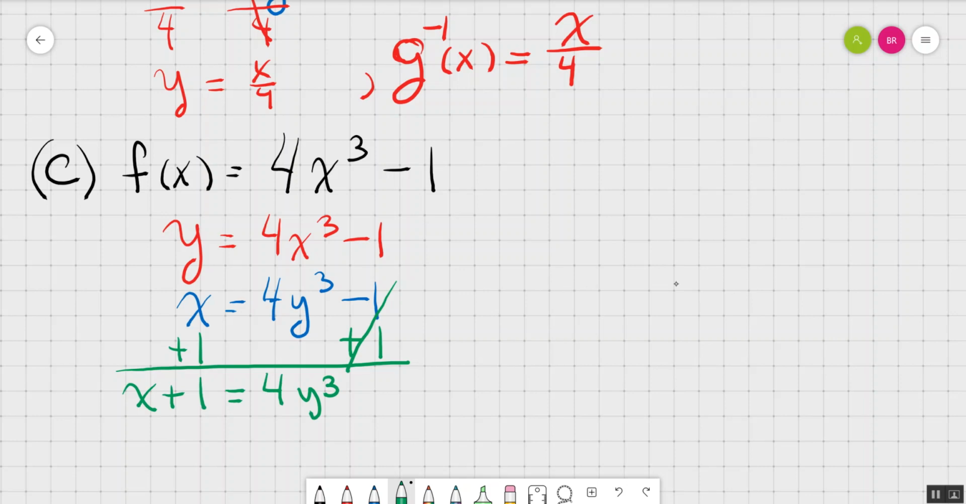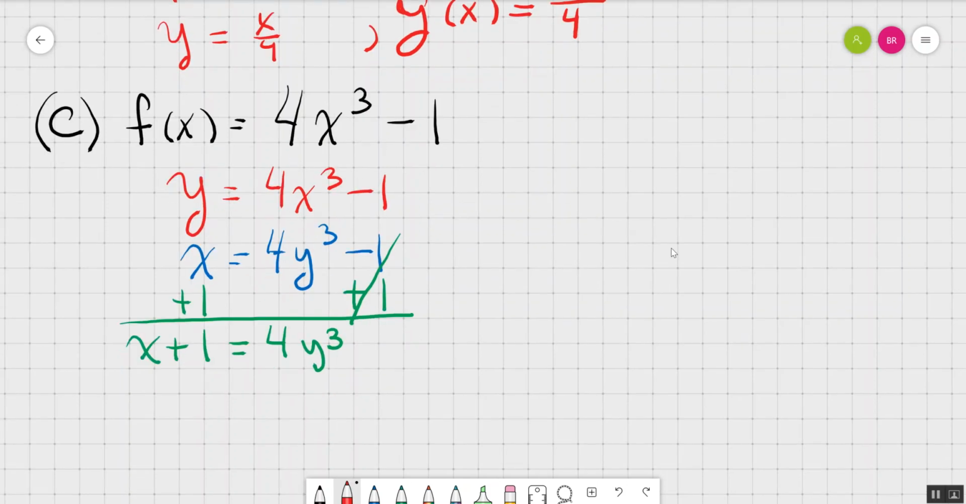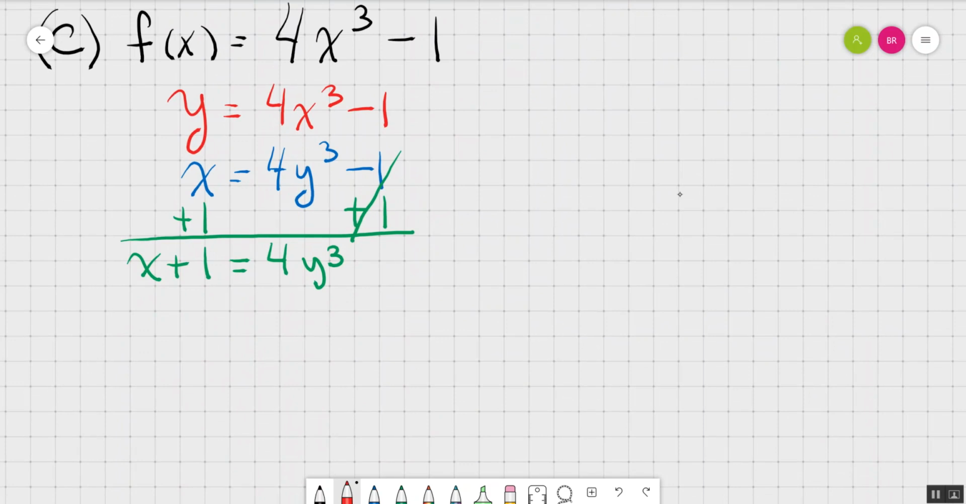Cool. So y is being cubed and then multiplied by 4. So I'm going to divide by 4. Oh, I'm going to have to move this up and run out of space. Divide by 4, divide by 4. Why do I say 4 weird? I don't know. Aha, now I have y cubed.